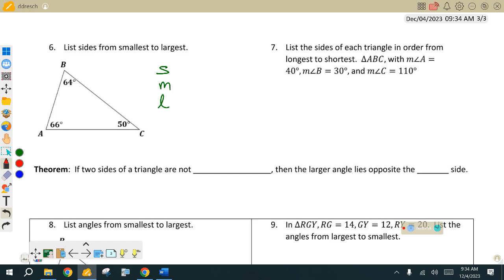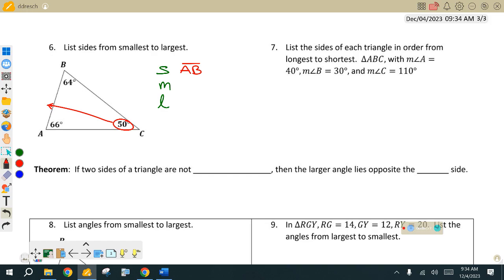What is my smallest side up there? Hold on, side AB, right? So I'm going to look at that smallest angle, which is 50. Yes, that's right here. It's angle C. I like to draw arrows to point to where I'm going across to. So angle C is opposite AB, right? So AB starts it off. That's my smallest side.